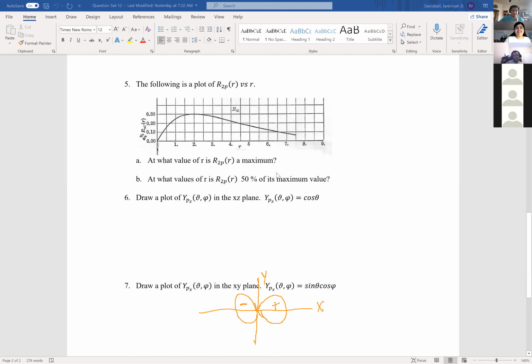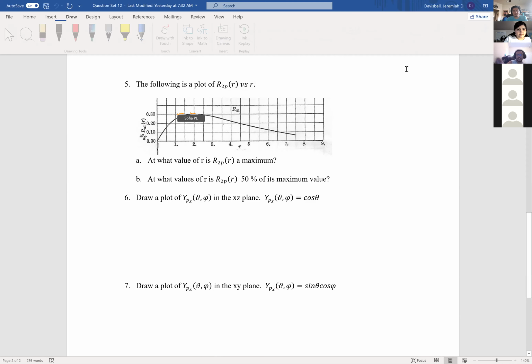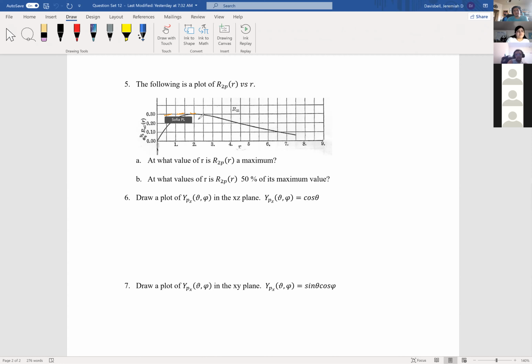For 5A, all you're doing is figuring out the R when it's at its maximum. So when it's at its highest, which is, let me draw, it should be 2. And then when it's at 50% of that, so around 0.5. So there will be 2 values, which is 0.5 and 5.5. That should be it.